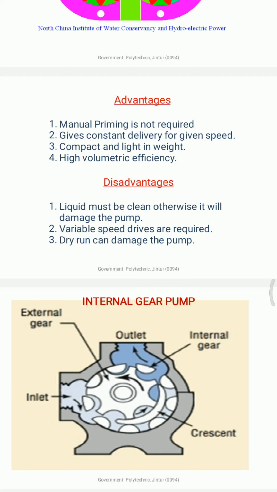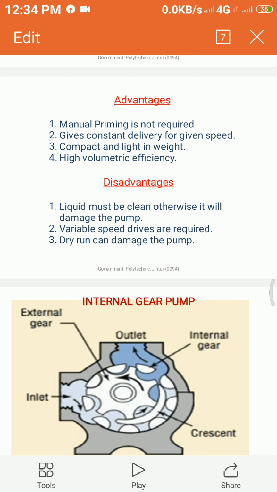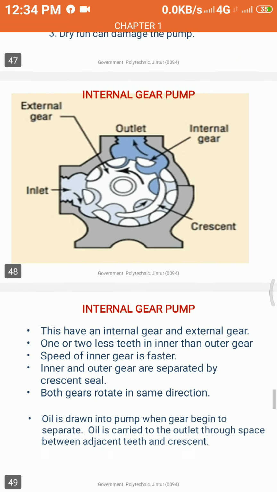Disadvantage: liquid must be clean, otherwise it will damage the pump. Mud or slurry particles cannot be pumped by using this pump. Variable speed drives are required. One gear is rotating in a clockwise direction, another gear is rotating in an anti-clockwise direction, so there is a need of a variable speed drive. Then dry run can damage the pump. Dry run increases the friction between the gears, and there is a possibility of damage to the pump. Now the next thing is the internal gear pump.